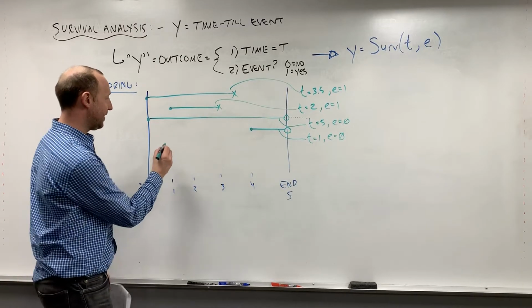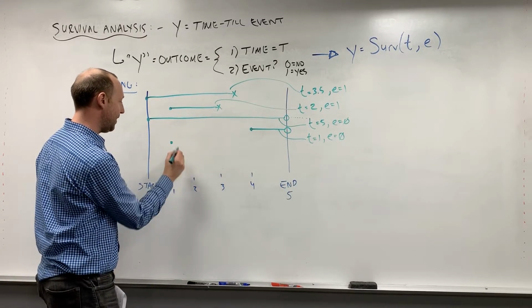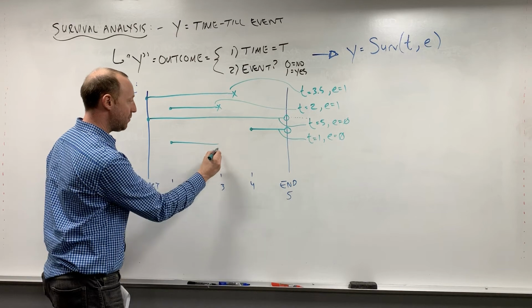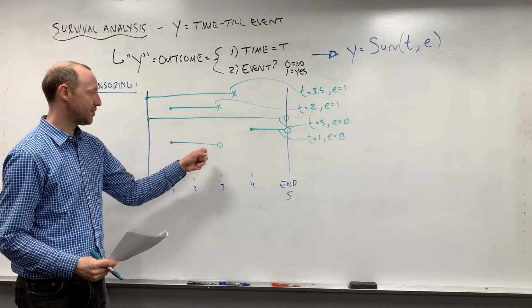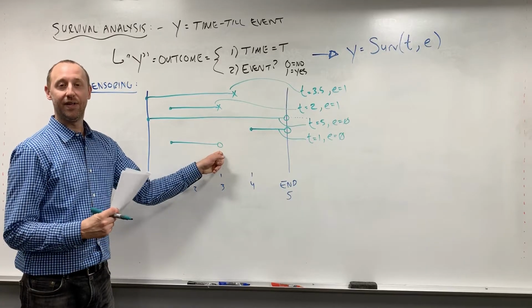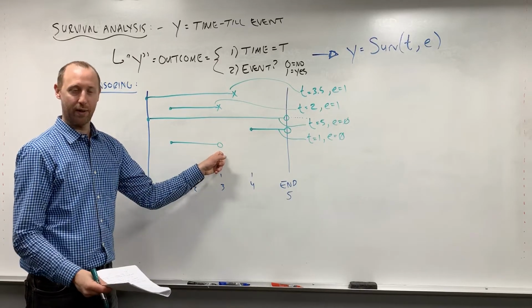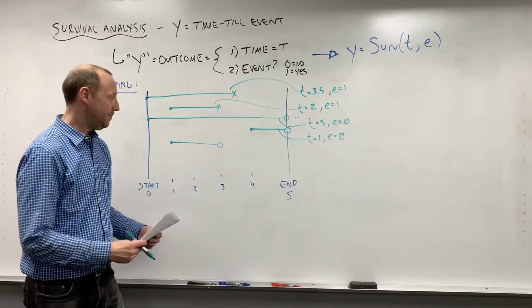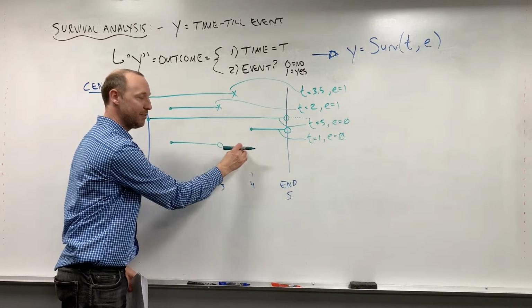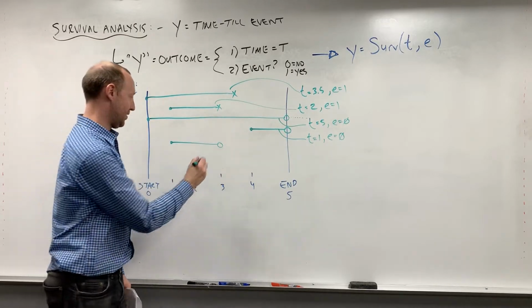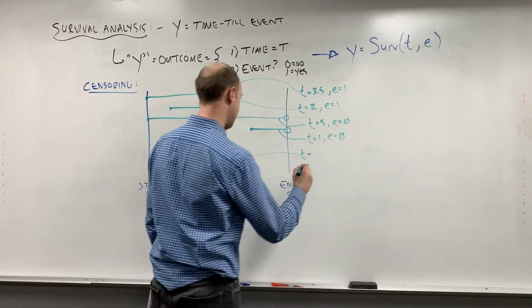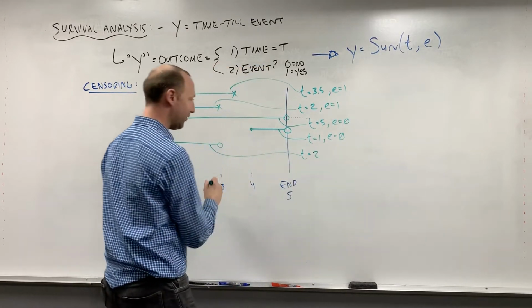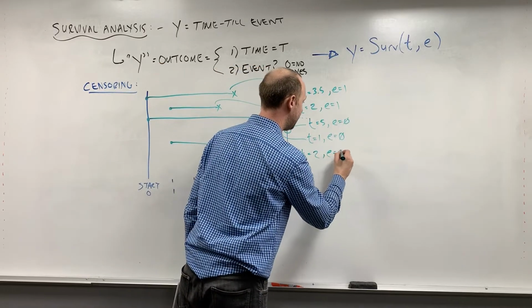We may also have things like this. Someone joins our study in year 1, and then by year 3, they're lost to follow-up. Let's suppose that at year 3, they stopped returning our calls, they stopped showing up for our studies. We don't know what's happened to them. They may have lived beyond, but we don't know how much. So again, this individual has time of 2, they were followed for 2 years, and the event did not occur.